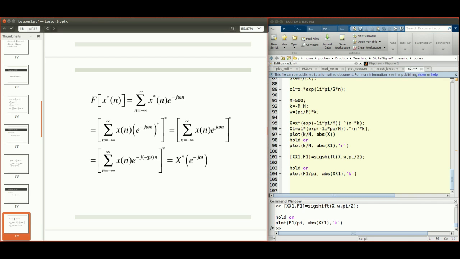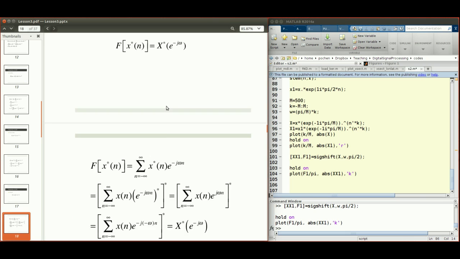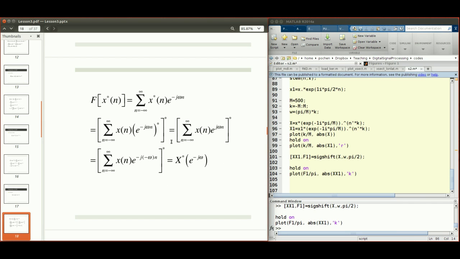If you replace minus omega with omega prime, then the stuff inside the square bracket is exactly big X e to the j omega prime. And then omega prime equals minus omega, right? So the stuff inside the square bracket becomes big X e to the minus j omega. It's a folded version of big X. And then you still have this star, the conjugation, outside of the square bracket. So you move that star onto big X, and you recover this formula. And that's conjugation. But let's see if we can validate it in Matlab.